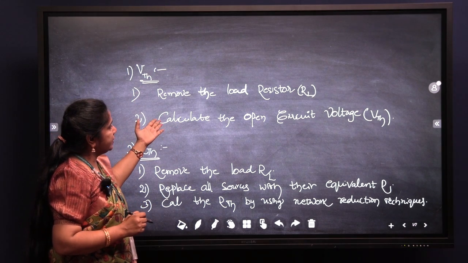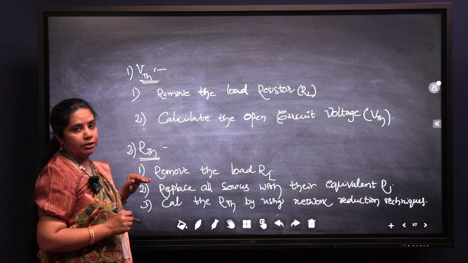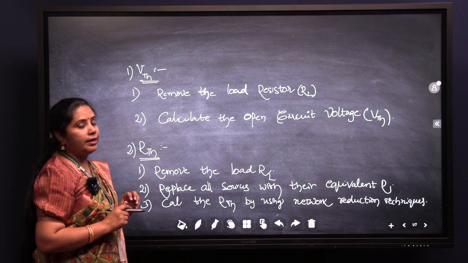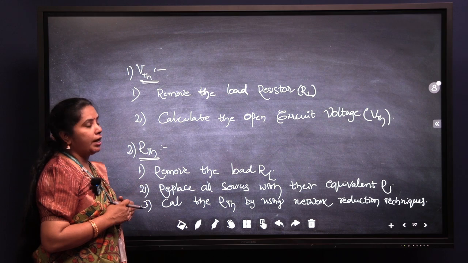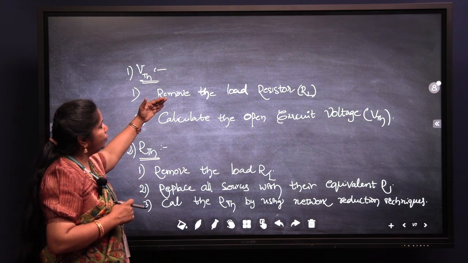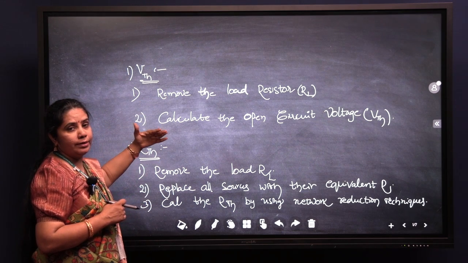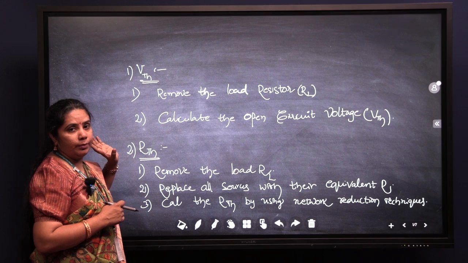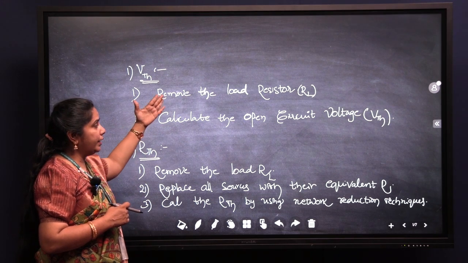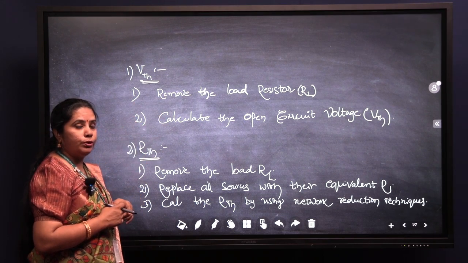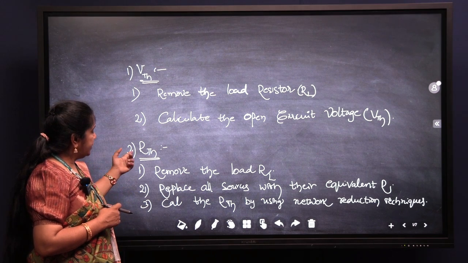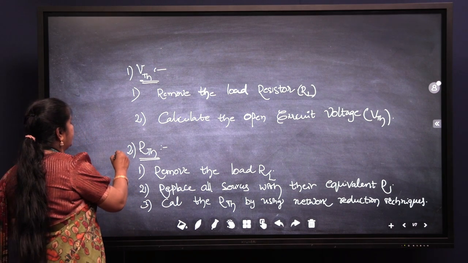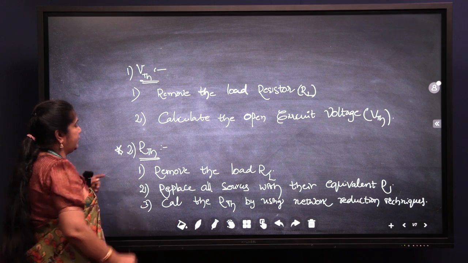The second step is to calculate the open circuit voltage. I already discussed that Thevenin's voltage is nothing but the open circuit voltage. When you remove the load resistance, the circuit is represented with two open circuited terminals. Now you have to calculate the voltage across those two terminals. That will become your VTH value. And the second thing is very important: this is your RTH value.